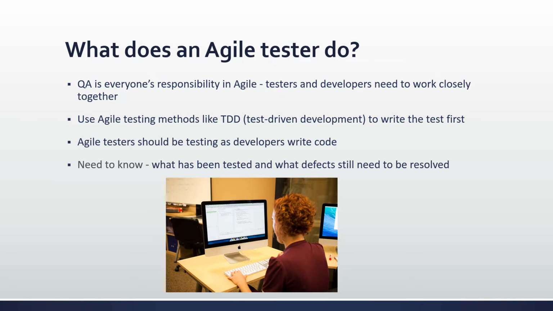Plus, developers will probably do some testing, and Agile testers will probably do some coding. In Agile development, the definition of done is a shared, standardized understanding among the team that a particular user story has been completed. The acceptance criteria in a user story are what will help drive the definition of done. If the user story passes the acceptance criteria, it can be considered done. This includes testing or validating the acceptance criteria. So a test verifies that what you've completed in the user story is done. It's important that both Agile testers and developers know what has been tested and what defects still need to be resolved.